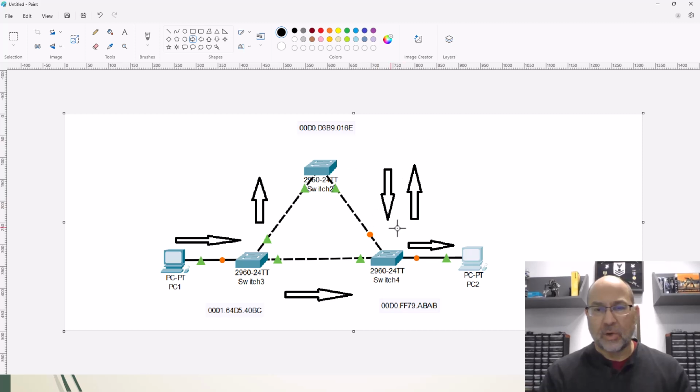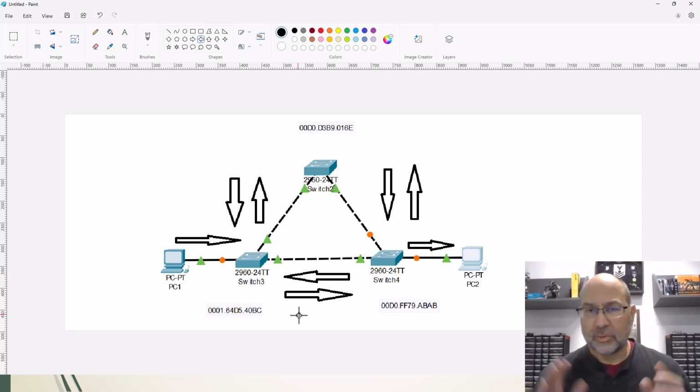Now what's going on over here, right? So switch 4 sent the broadcast frame to switch 2. And switch 2 says, oh, another broadcast frame, good gracious me, what should I do? I'll send that to switch 3. And switch 4 got the one from switch 2, right? And it sent it to PC2, but it also sends it across to switch 3.